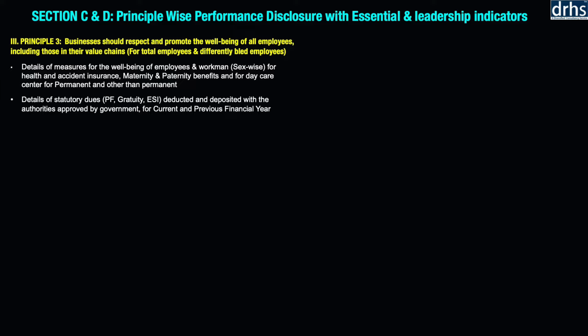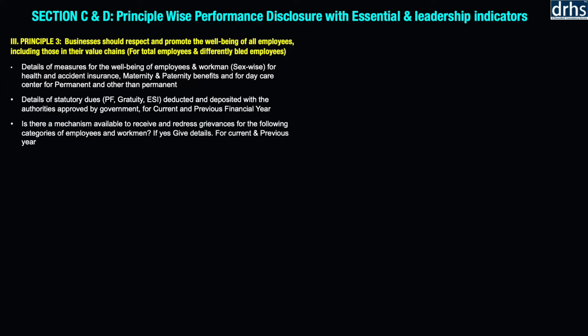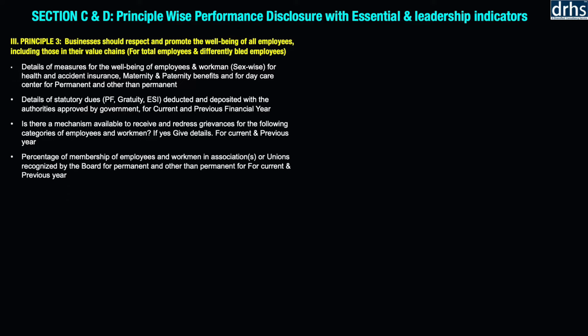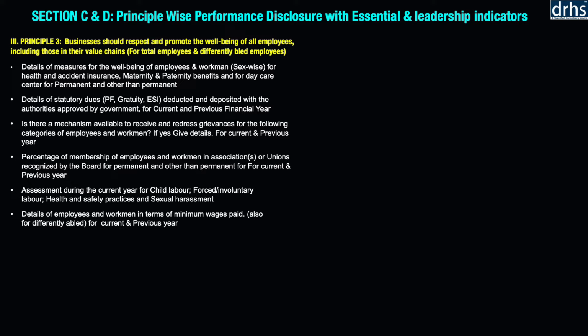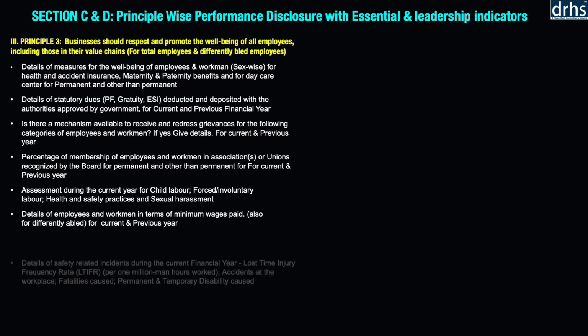Details of statutory dues, PF, gratuity, ESI, etc., and the minimum wages for the current and the previous year, membership details of the employees, information pertaining to inappropriate working groups and corrective action, especially for females, details pertaining to lost time injury frequency rate, that is LTIFR, and measures taken by the company. Health includes health checkups and safety measures.